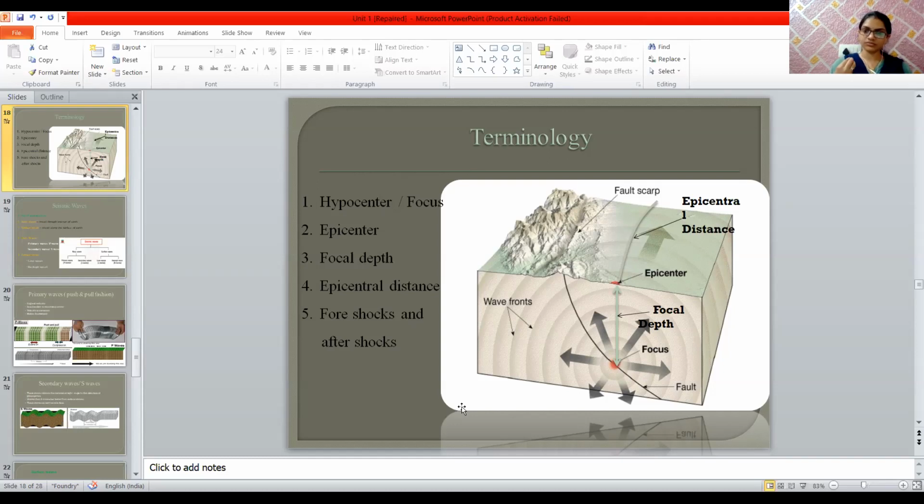First, what do you mean by focus? The earthquake is generated in the ground. The point of generation of the earthquake under the ground surface is called the focus. Then a straight line joined from the focus up to the surface of the earth, and this point is called the epicenter. In this diagram, the distance between the epicenter and the focus, the length between the two points, is called the focal depth.